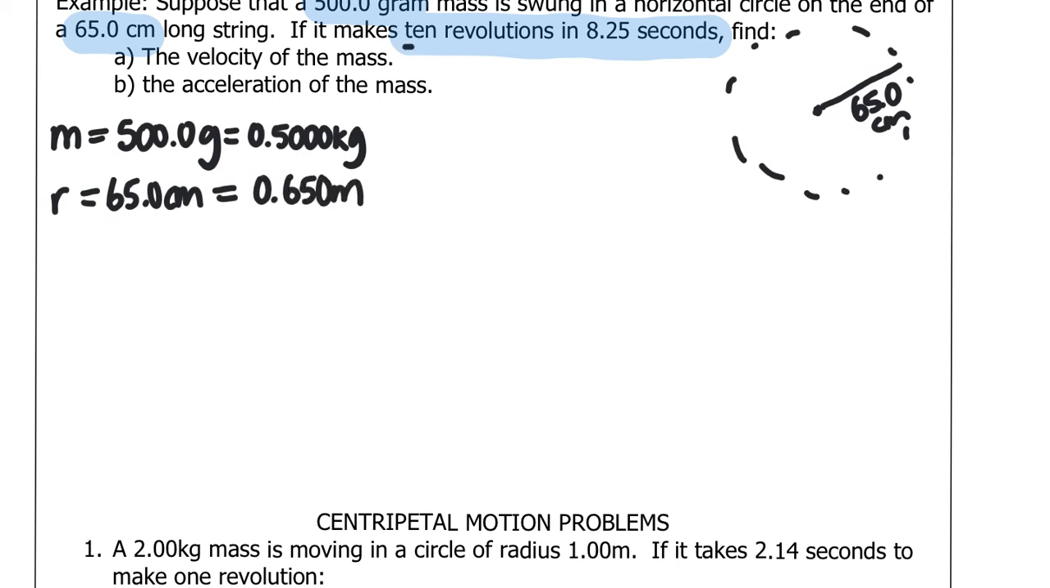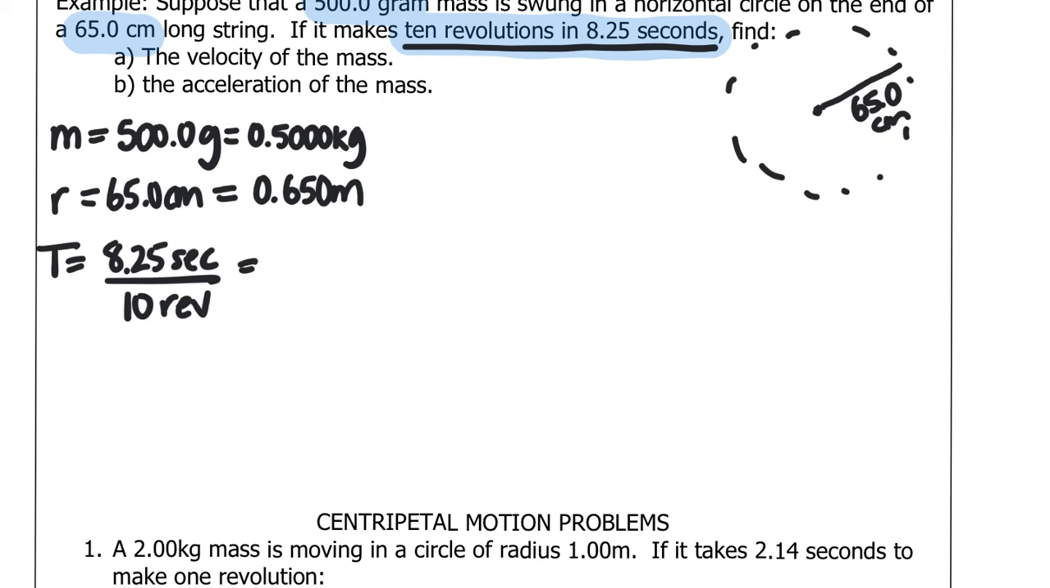Then it tells me that it makes 10 revolutions in 8.25 seconds. So that is giving me information about period. Remember, the period is the time for one revolution. So we're going to need to divide, because it's 8.25 seconds for 10 revolutions. If I divide that, the time for one revolution is 0.825 seconds.